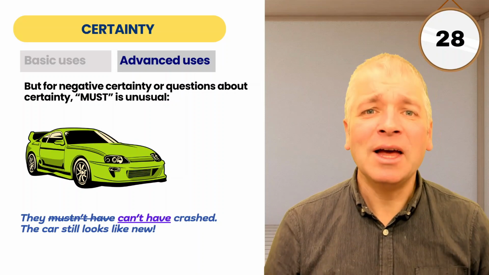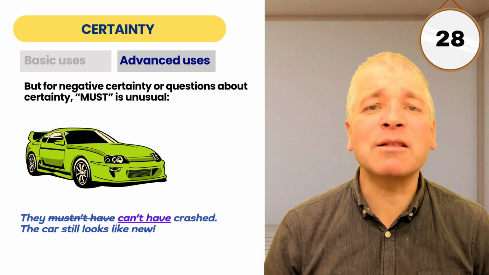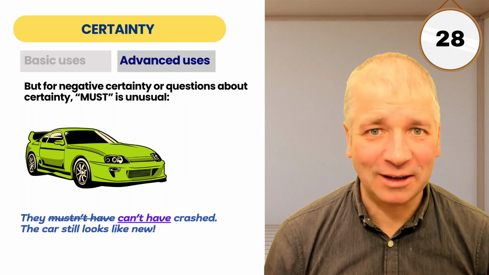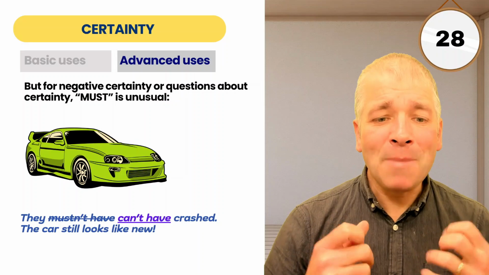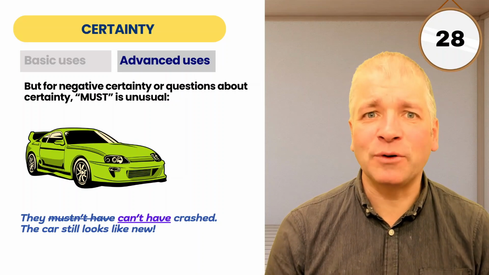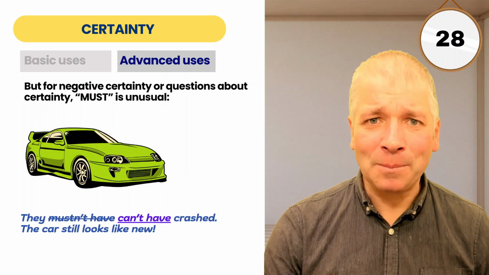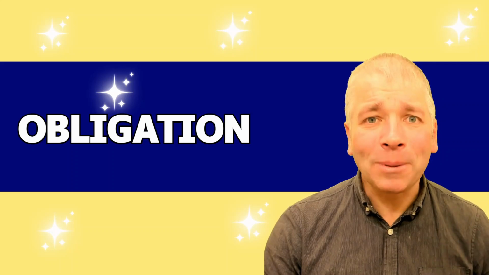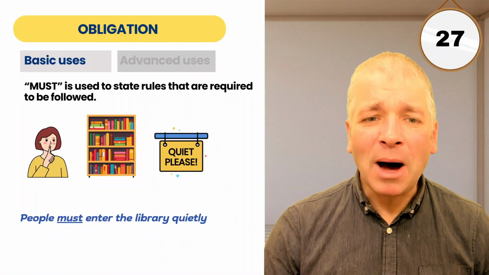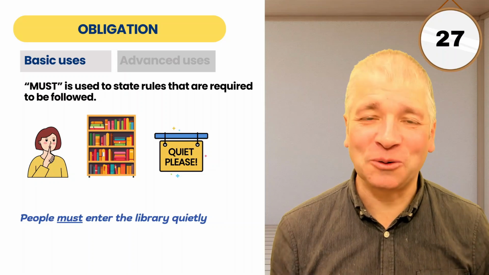Can't have. Here we have certainty, but it's in the negative form. It's the opposite. So instead of saying mustn't have, we usually prefer to say can't have for certainty, which is presented in a negative way. Now, obligation. Must is used to state rules that are required to be followed.